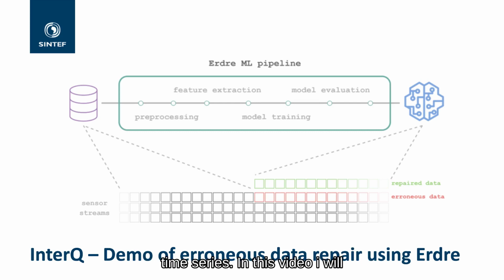repair on time series. In this video I will demonstrate how ERDRE works by taking historical sensor data to train a machine learning model that can repair or replace corrupt sensor data. We often call this model a virtual sensor since it is software producing or estimating actual sensor values.